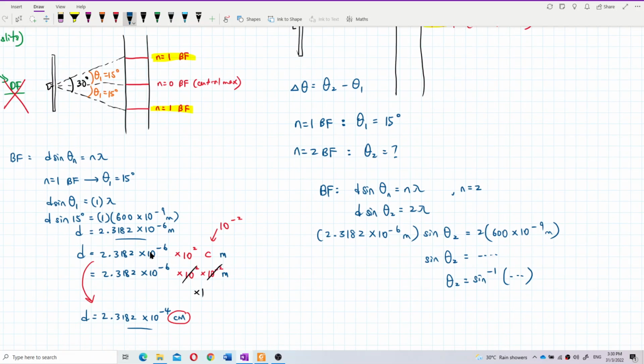And finally, after the anti-sine, what's the answer? Let me calculate: 2 times 600 times 10 to the negative 9 meter divided by 2.3182 times 10 to the negative 6. Okay, I got the answer already. Don't forget to change your calculator into degree, not radian. Then after the anti-sine, I got theta 2 equal to 31.17 degree.